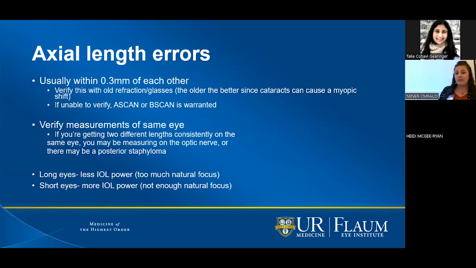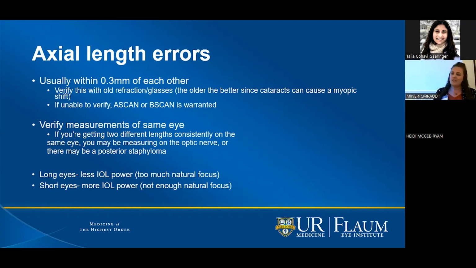So there are some ways we can avoid axial length errors when we're doing these measurements. Pay attention to the axial length of the two eyes. Usually our eyes are within 0.3 millimeters of each other in axial length. If you see that there's a difference between the two eyes, and often these machines will prompt or warn you, it's good to verify that by looking back at an old refraction or an old pair of glasses. Go as far back in the chart as possible. The older the better, because we know that cataracts can cause a myopic shift, so you don't really want to go off the current glasses that they have.